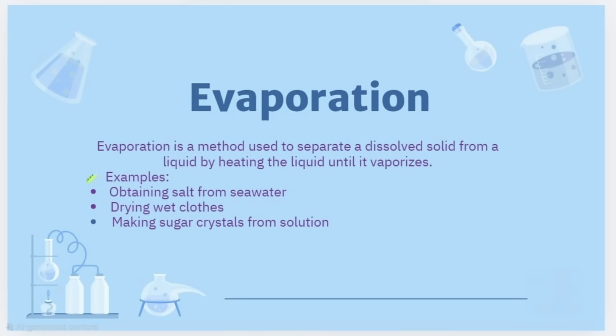Evaporation. Evaporation is a method used to separate a dissolved solid from a liquid by heating the liquid until it vaporizes. Example: obtaining salt from seawater, drying wet clothes, making sugar crystals from solution.